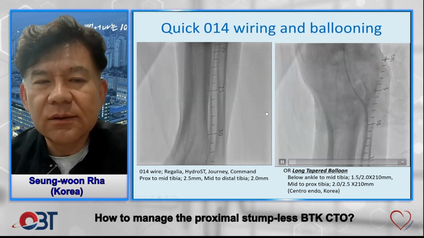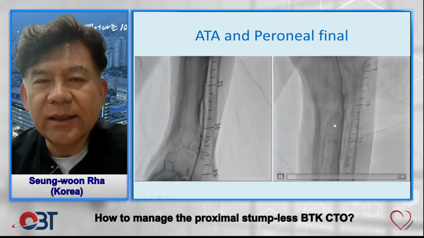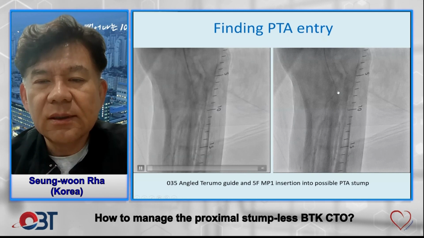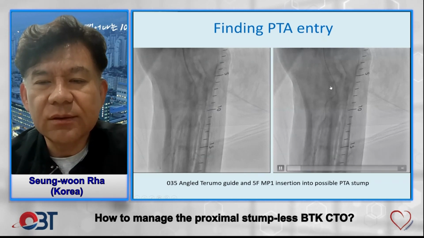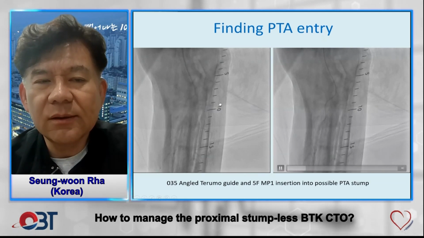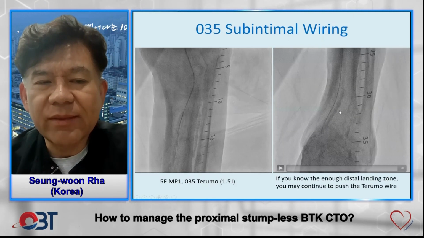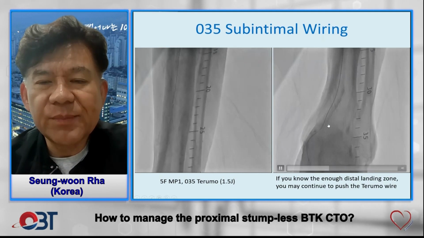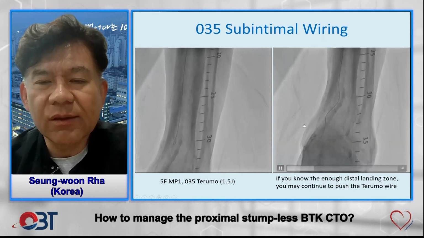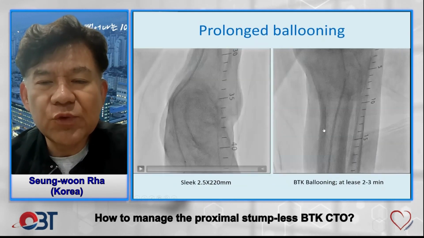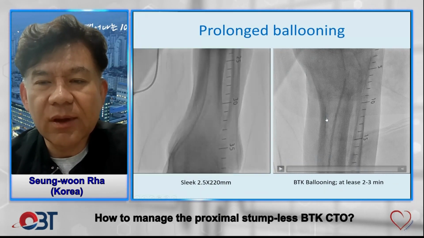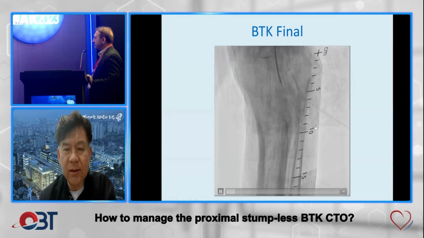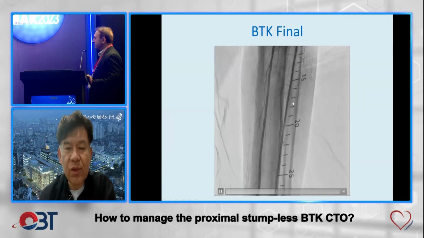Then this is good. Similarly, the ATA, same as this PTA stumpless area. Then same fashion, the digging by the Terumo wire and embedding this angiocatheter, change it to 1.5 J, push it down to this PTA because we know the definite distal stump. And then just a quick exchange to the 14-wire system and the prolonged balloon inflation, 2 to 3 minutes, and BTK final. So this is a usual stumpless case.